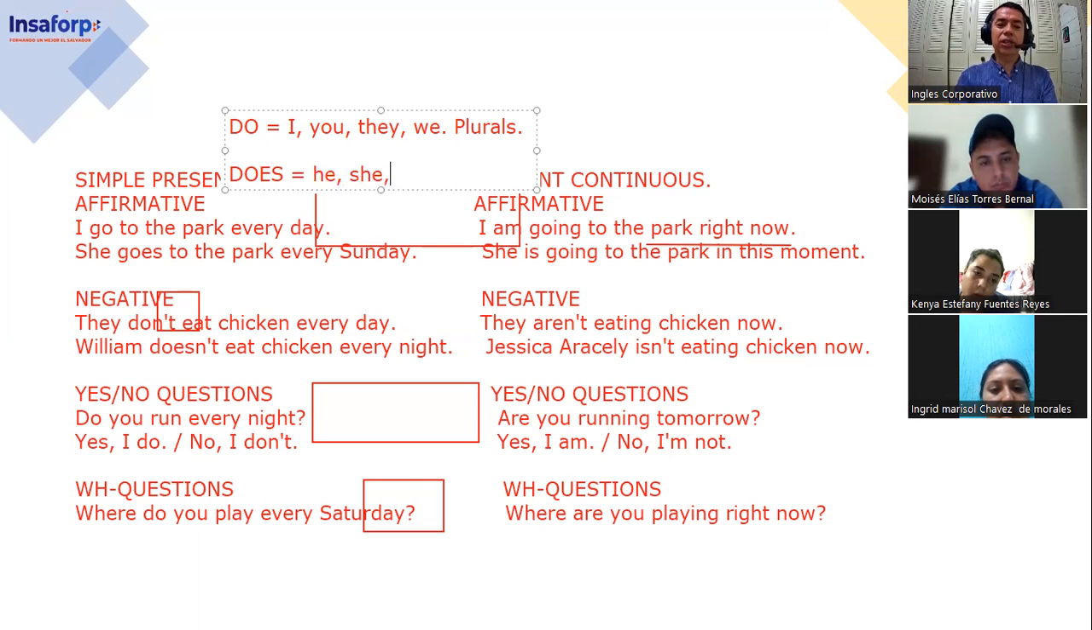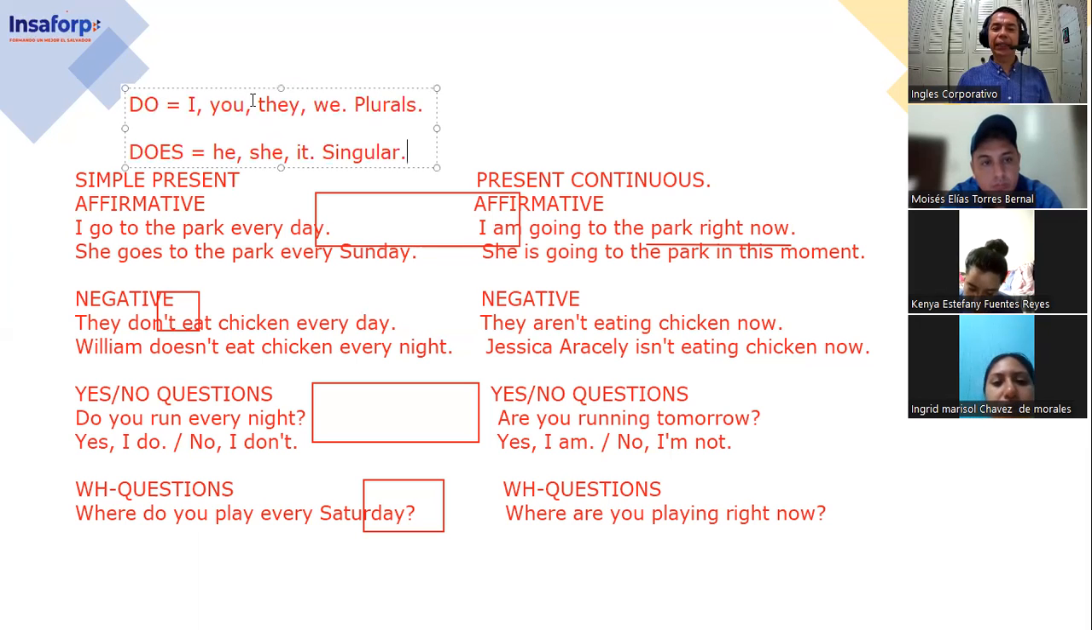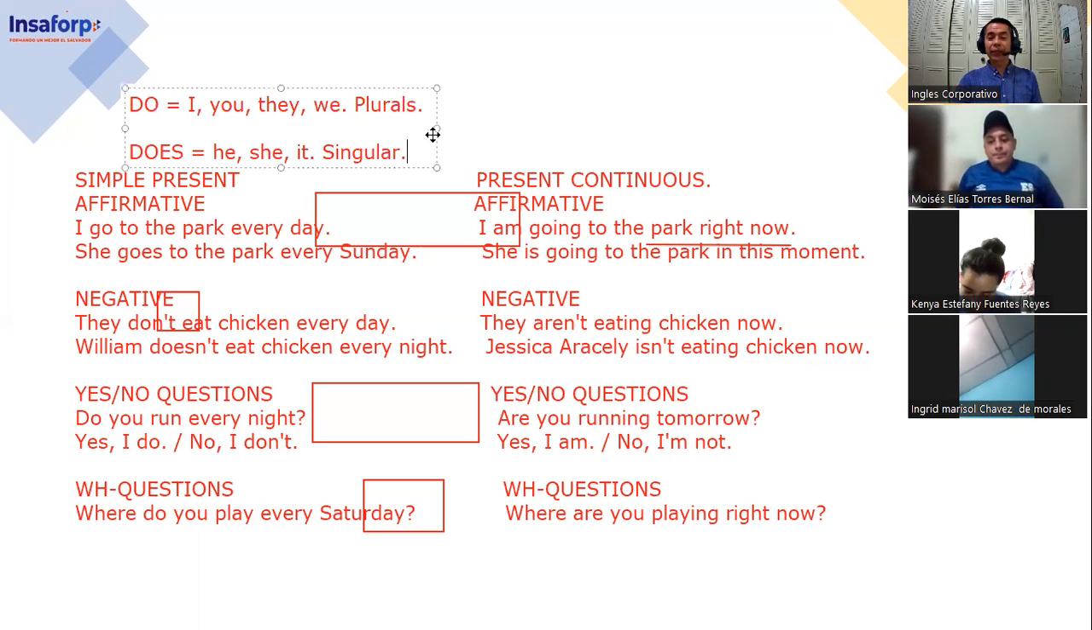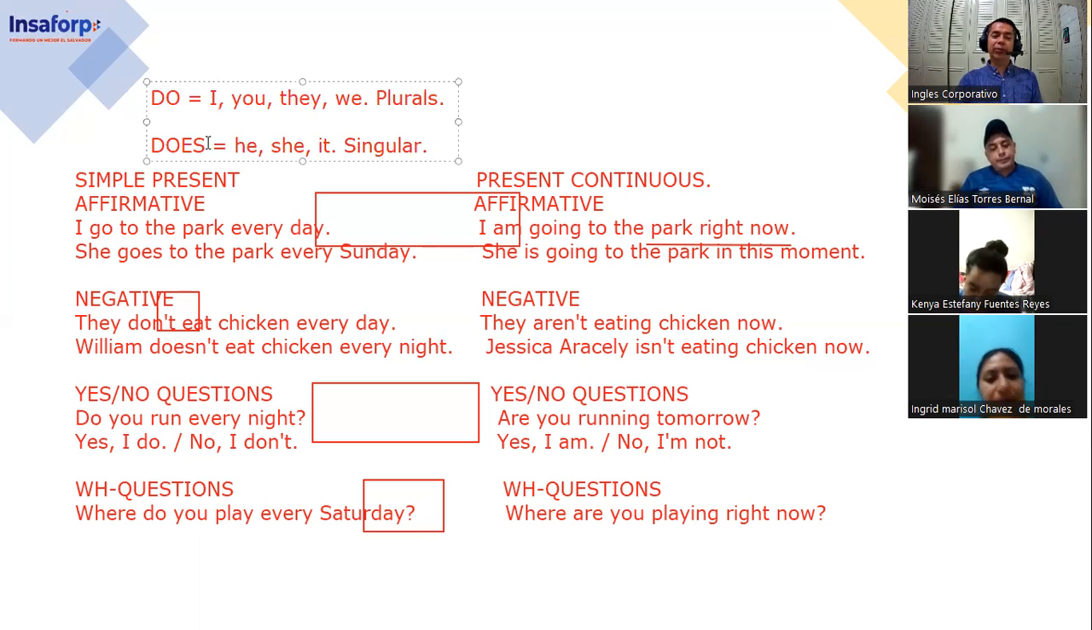He, she, it, y para todos los singulares. Siempre que aparezca my brother, my sister, my friend, Pedro, María, Juan, Carmen, etcétera, usamos does, right? Y cuando es negativo, solo se le agrega la palabra not. Does not, doesn't. Do not, don't, right?